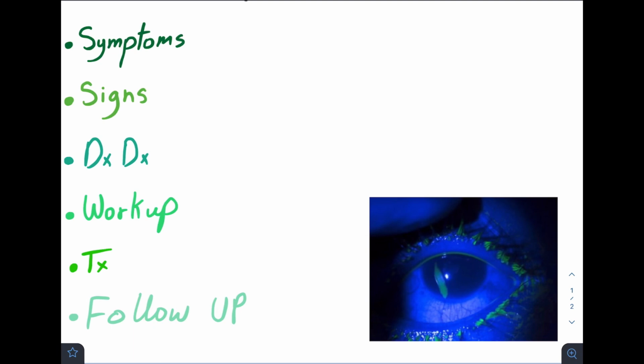Okay, what are the differential diagnoses? So we talked about the symptoms, we talked about the signs. Differential diagnosis could include other causes for this. For example, recurrent erosion. That could be another differential that we should keep in mind. Herpes simplex keratitis and confluent SPK, which is superficial punctate keratopathy.